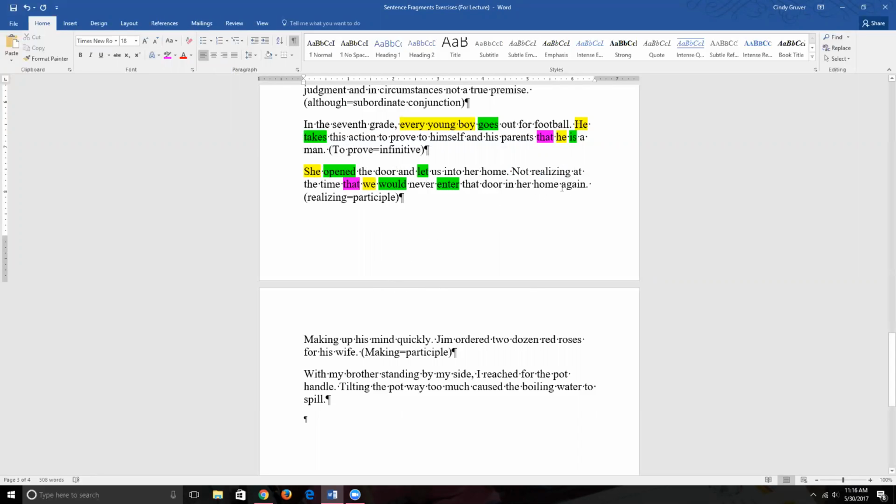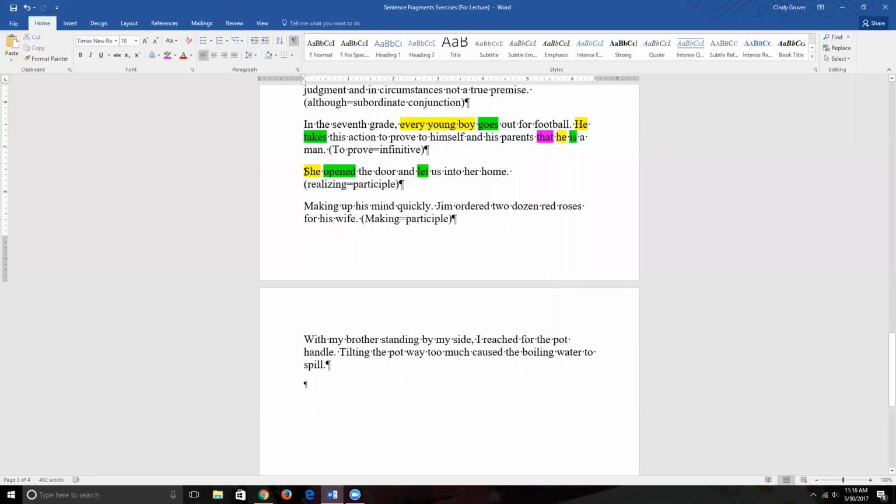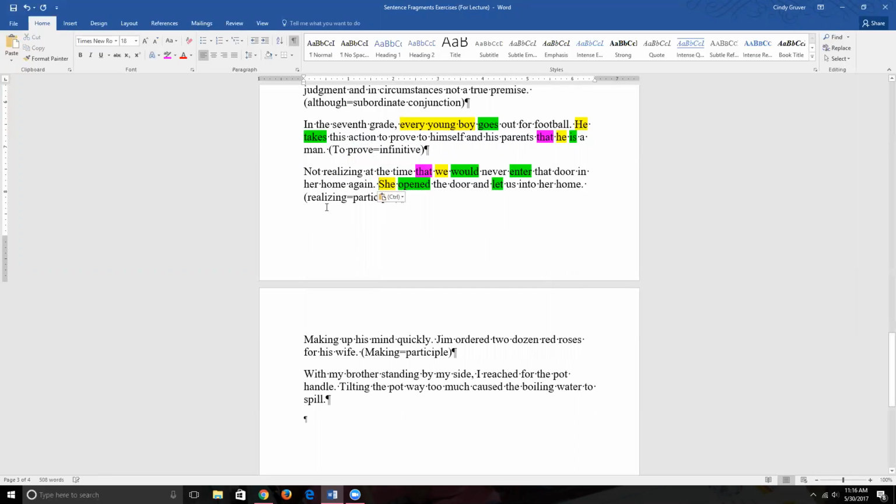Okay, so who is not realizing? I'm going to guess it's she who's not realizing, but it could be us who are not realizing. But let's work under the assumption that it's her who is not realizing it. Well, since we only actually give her identity up here, we're going to need to move this to the beginning of the sentence. So I'm going to cut this, put it right here. Not realizing at the time that we would never enter that door to her home again, comma, she opened the door and let us into her house.